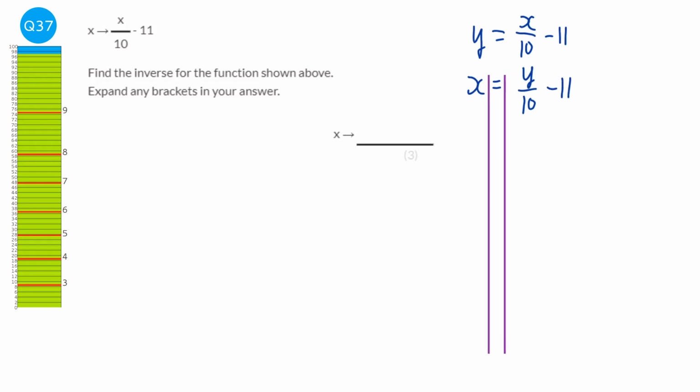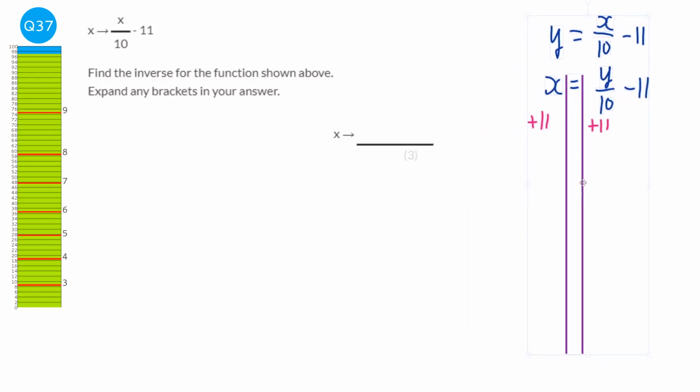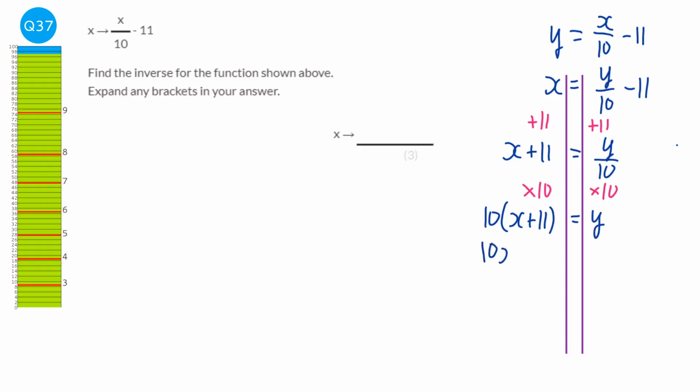Now the objective now is to get the y on its own, to make y the subject. So we're going to first of all add the 11 both sides. And I've made an amateur move here. I've not left myself enough room, so let's just scoot that across. Okay, so add the 11, so it would be x plus 11 equals y over 10. Next thing we're going to do is multiply by the 10 to get y on its own. So it would be 10 brackets x plus 11 equals y. Expand those would be 10x plus 110 equals y.